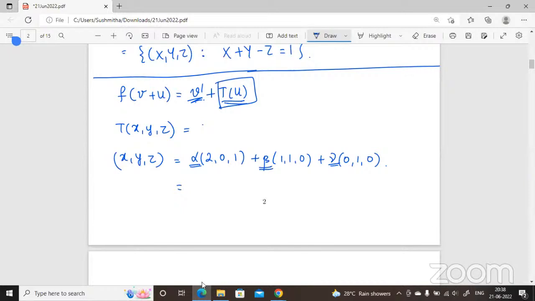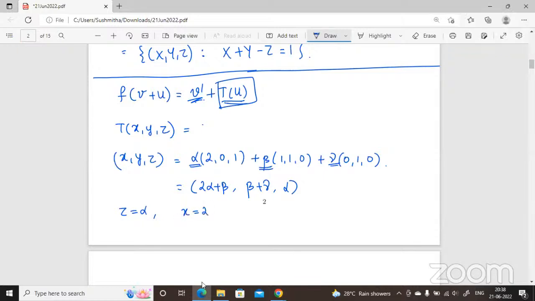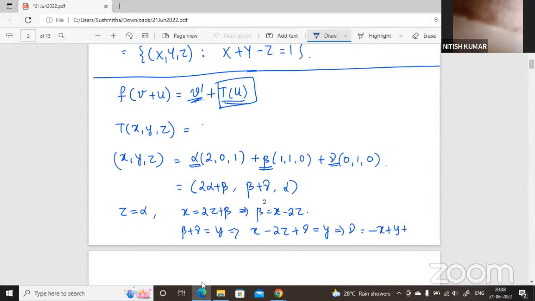No, x is not equal to alpha. 2 alpha plus beta is x, and beta plus gamma is y, and z is alpha. So x is equal to 2z plus beta, so beta is x minus 2z. Beta plus gamma is y, so x minus 2z plus gamma is y. So gamma is minus x plus y plus 2z.